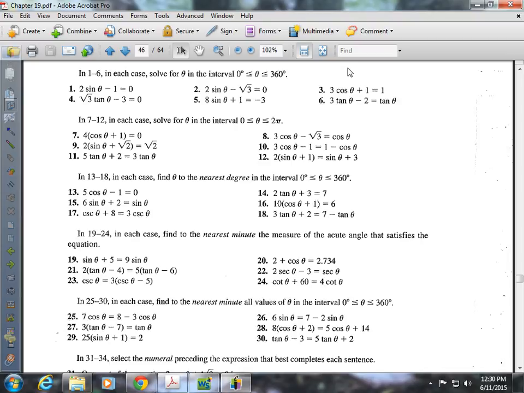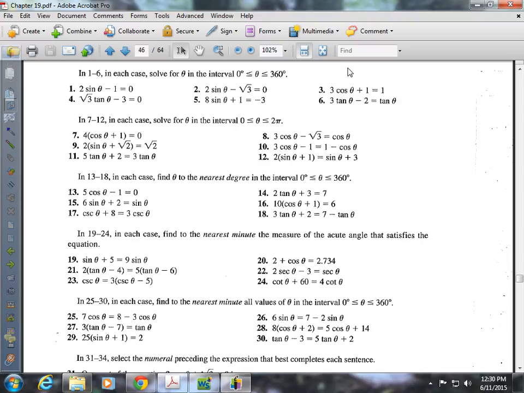In 15, they wanted these to the nearest degree. You would have gotten a 24-degree reference angle, which gives you 204 and 336. In 18, you get a 51-degree reference angle, giving you 51 and 231. 51 and 231 for 18.